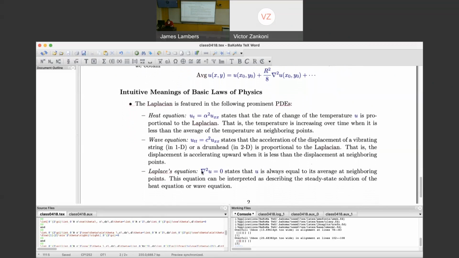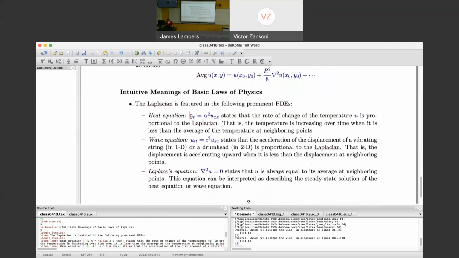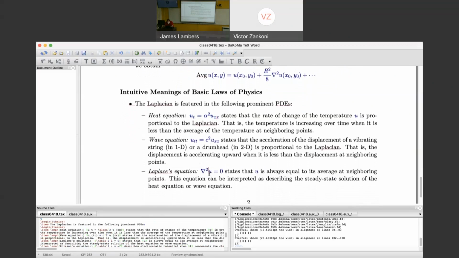And finally, if we forget about any time dependency, you can think of this as the steady state version of the heat equation, where ut becomes 0. So a solution u of Laplace's equation, at any given point, is equal to the average of its neighboring values.